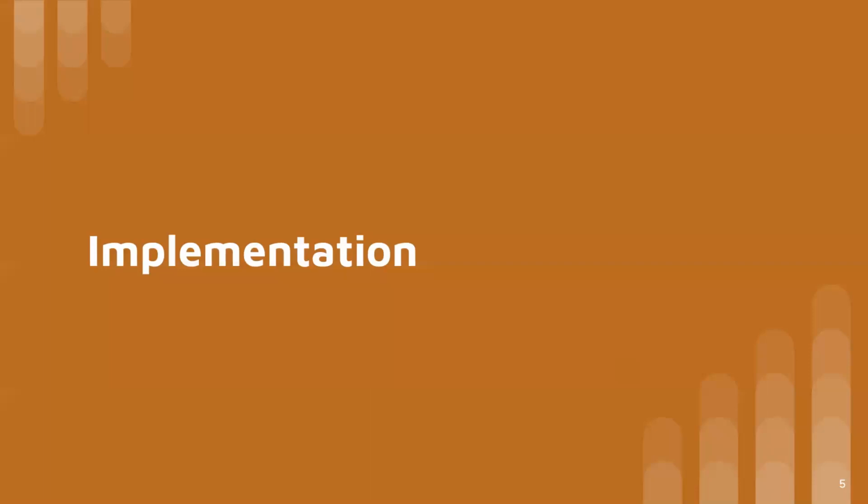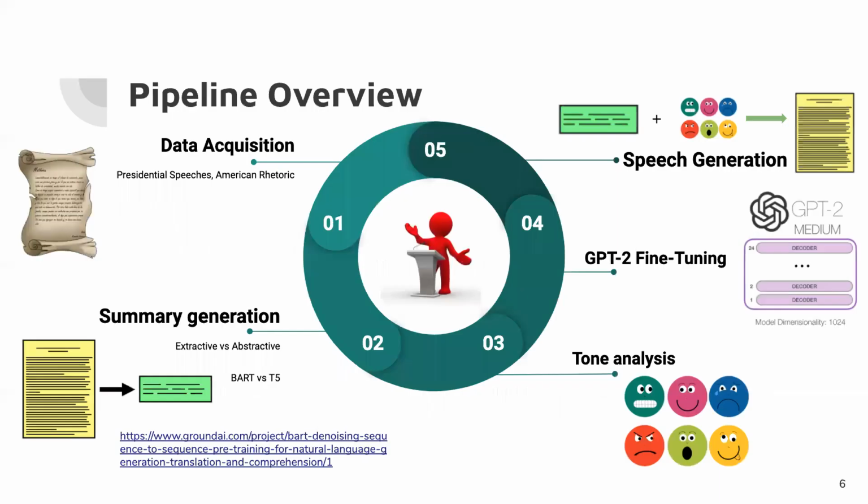So next, we'll move on to the implementation steps. Here is an overview of the 5-step pipeline, which we'll go over in the following slides. We first generate a summary and analyze the tones of the acquired speeches as metadata, before fine-tuning them with speeches as label using GPT-2 medium. The end results are auto-generated speeches once we input summary and tone. We analyze the results using both test data and summary we came up by ourselves.